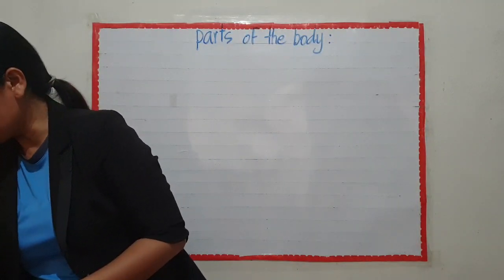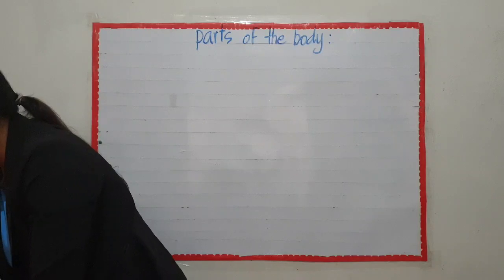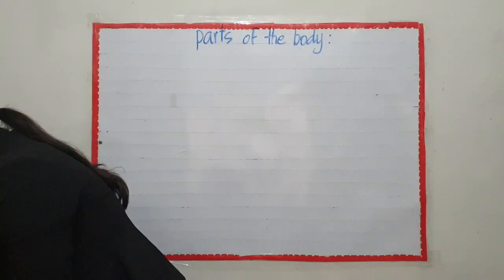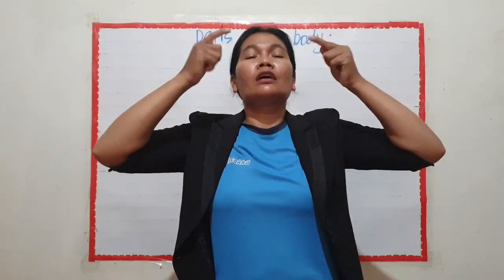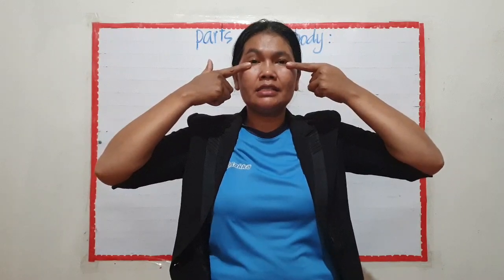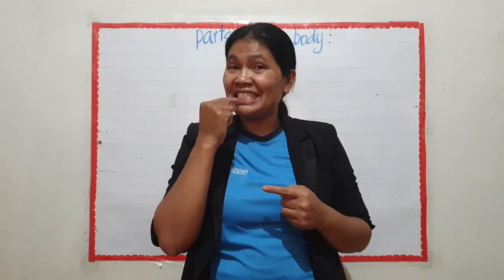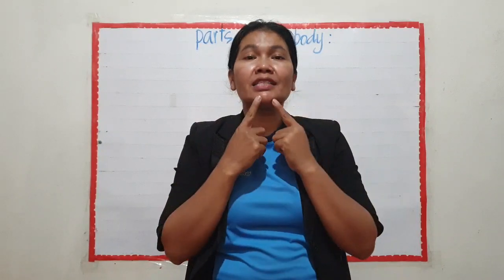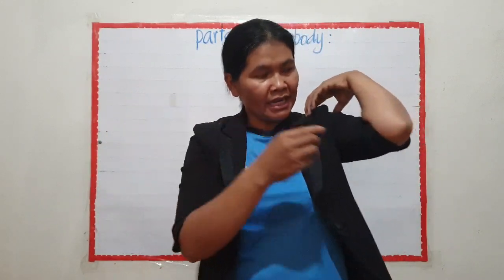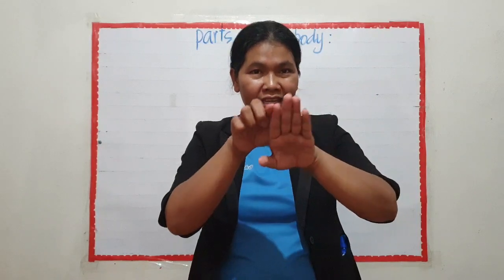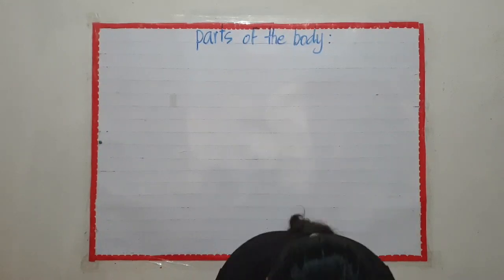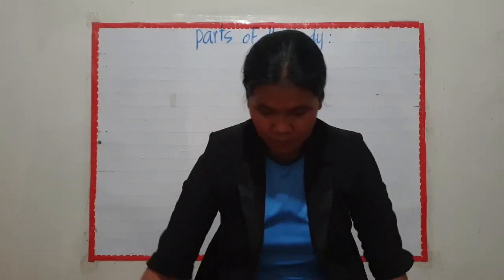Now again, before we write down the words, let's practice with teacher again. Now let's start. Hair. Eyes. My eyes. My ear. My nose. My mouth. My teeth. My cheek. My chin. My shoulder. My elbow. My finger. My knee. My leg. And my feet.